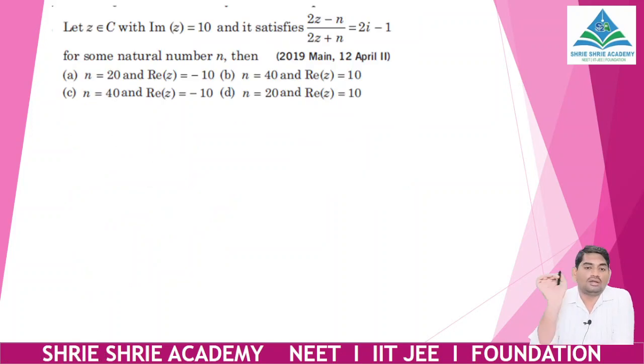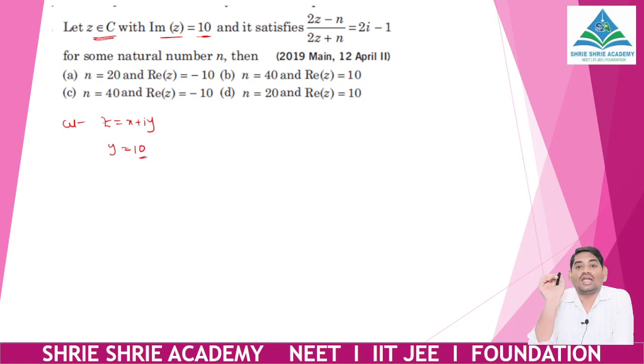See here, first question, let z belongs to C. C is any complex number and imaginary part of z is equal to 10. Imaginary part of z is equal to 10. So what is the imaginary part? Suppose I will take, let z is equal to x plus iota y. Y is the imaginary part. So what is the value of y they gave in the question? Which is equal to 10.